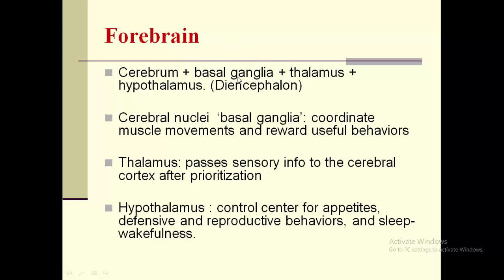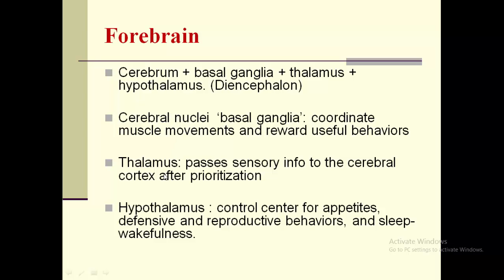Basal ganglia, which we mean by the cerebral nuclei that are located deep within the brain matter. These in particular are centers that are responsible for coordinating muscle movements and rewarding useful behaviors. So cerebrum plus basal ganglia plus others constitute the forebrain. What are these others? The thalamus and the hypothalamus. And these two in particular you can add up together to give you the term diencephalon. The diencephalon is then the thalamus and the hypothalamus.